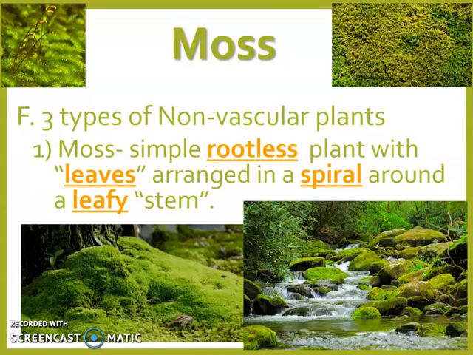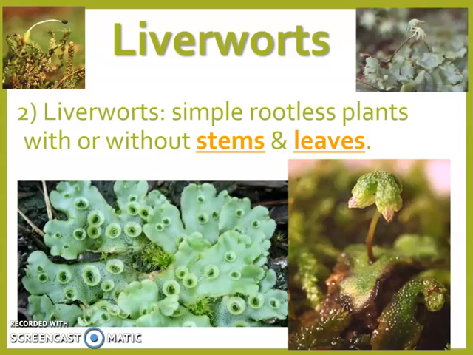Our second type of non-vascular plant is a liverwort. And a liverwort is a simple rootless plant, right? They have those rhizoids. It's a simple rootless plant with or without stems and leaves. So you can see on the right in this picture that one has a stem and leaves. The one on the left just has leaves. It doesn't have a stem. It's just growing out and wide. They're tricky to find, but you can find them.